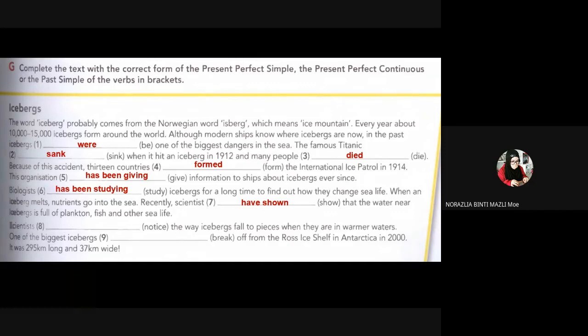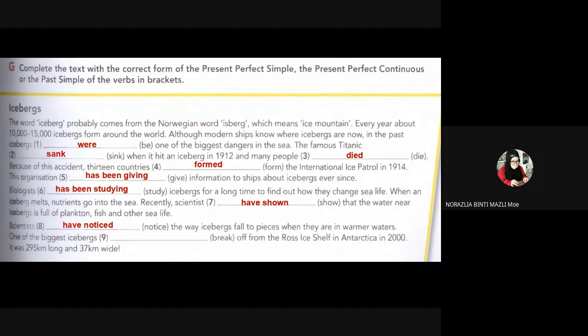What would be the answer? Yang ni lebih kurang je. Keyword dia adalah dia sama je macam ni. So apa jawapan dia? Have noticed. Yes! Be confident. You are right. Okay, have noticed. Yes, you are right. Finally. Okay. So tengok je.